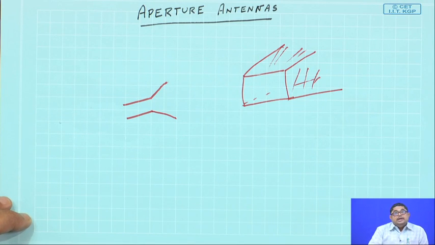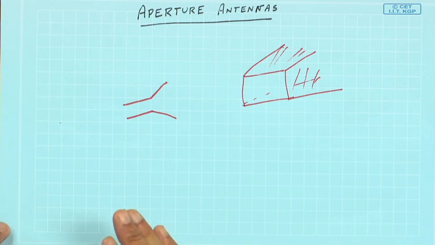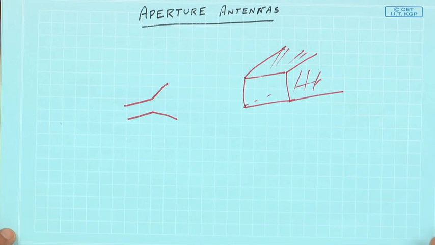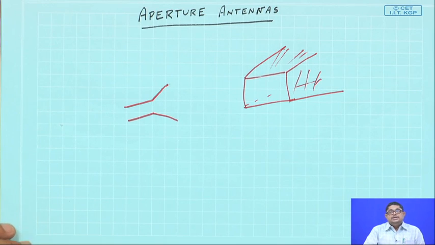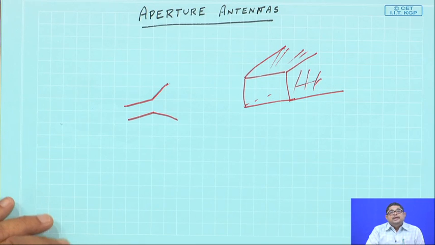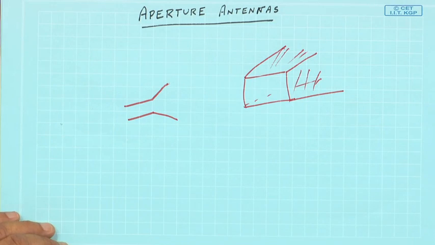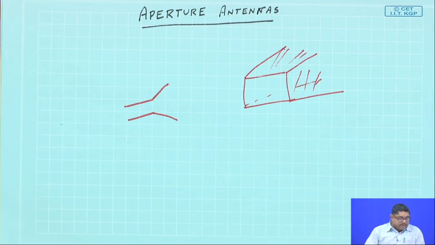Now, you can think that at low frequency these aperture antennas are not popular, because if you want the aperture to be of sizable electrical length, and since the wavelengths are very large at low frequencies, you require huge apertures, which is not possible. That is why at high frequencies, particularly in microwave frequencies where typically the wavelength has come down to some centimeters, you can have this type of aperture structure. That is why aperture antennas are mostly used at microwave frequencies.